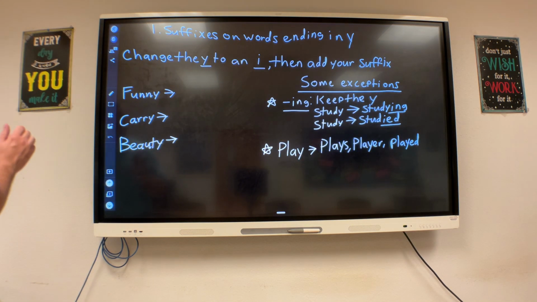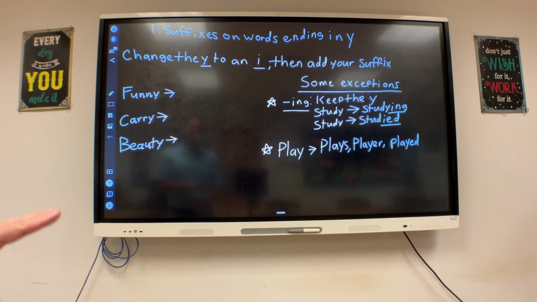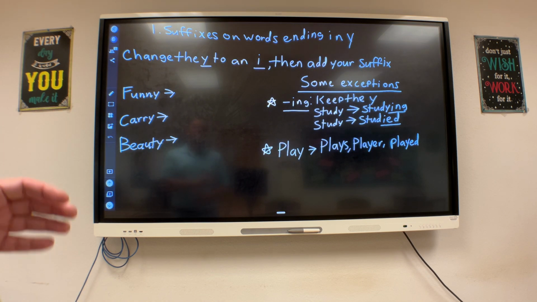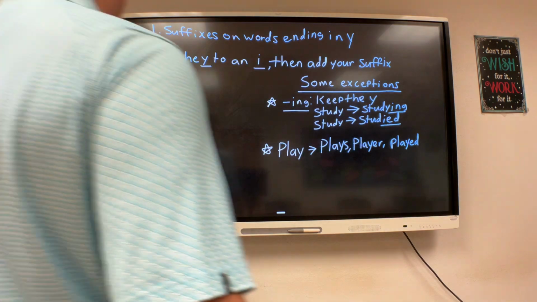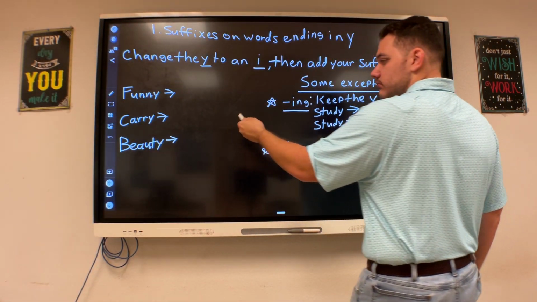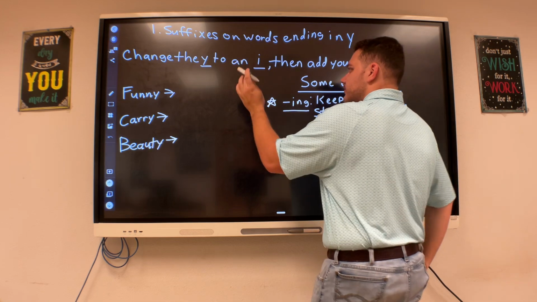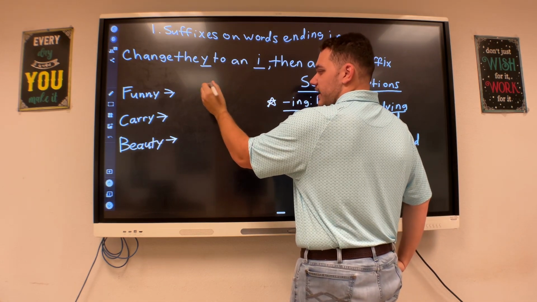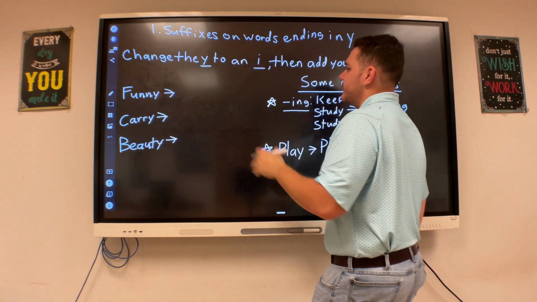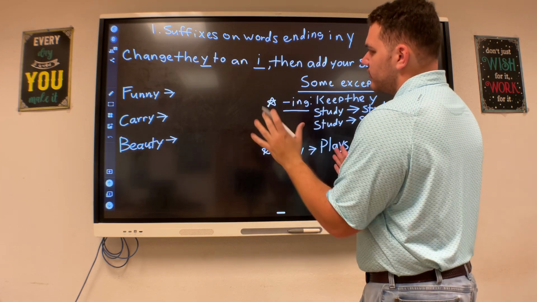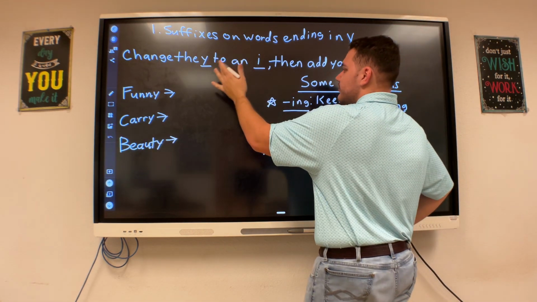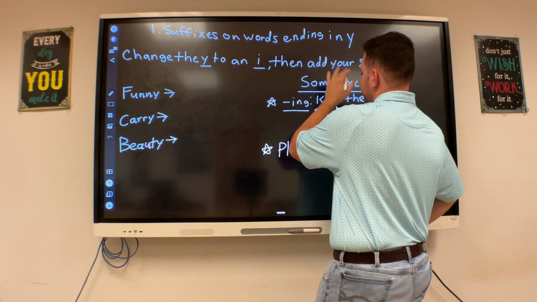So like I said, number one, we're starting off with suffixes. We're adding suffixes onto the ends of words that end in the letter Y. I have them written out here on the right: funny, carry, and beauty, just a few different examples. If you have a word that ends in a Y and you're trying to add a suffix to it, your suffix is a little tag on the end of the word changing the meaning. If you're adding a suffix, you're going to change your Y to an I and add the suffix.